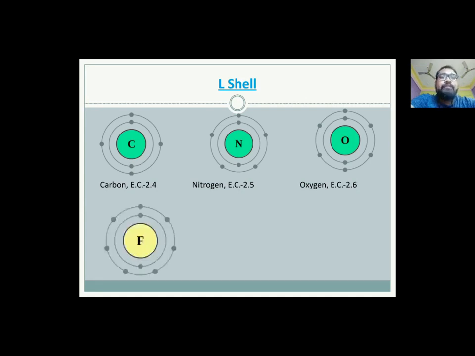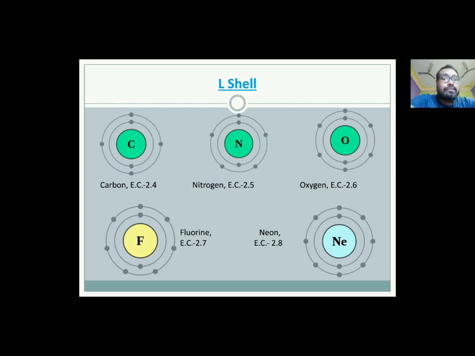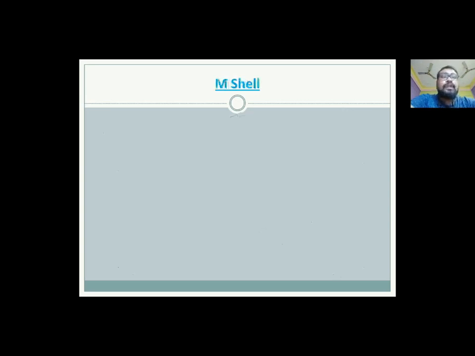Next, we have fluorine and neon, which are the last two elements of L shell. So in fluorine, there are 7 electrons in the outermost shell, and for neon, there are 8 electrons in the outermost shell. So for fluorine, the electronic configuration will be 2,7, and for neon, the electronic configuration will be 2,8. Clear? Next, we have the M shell.